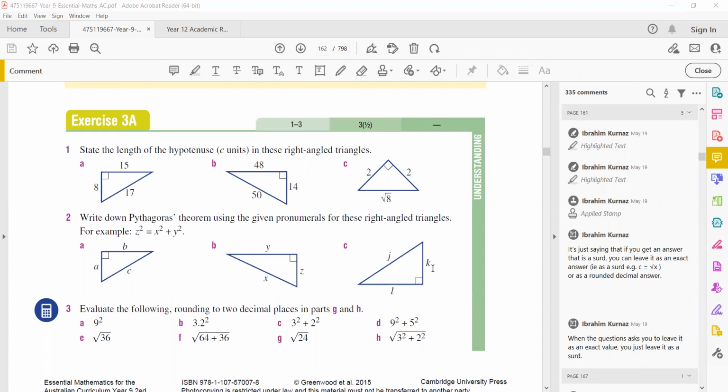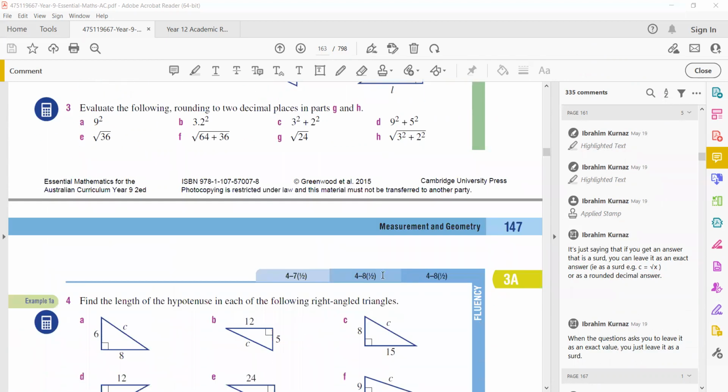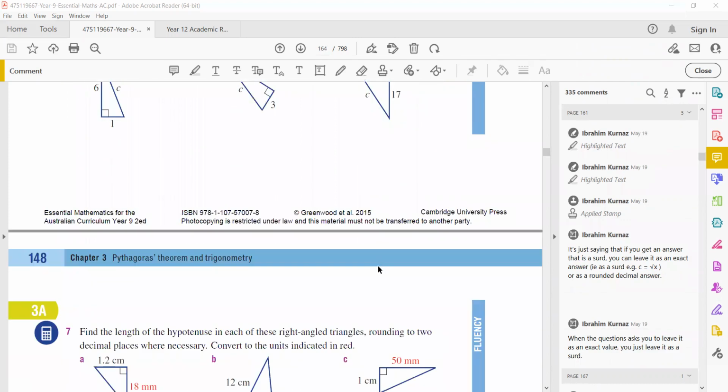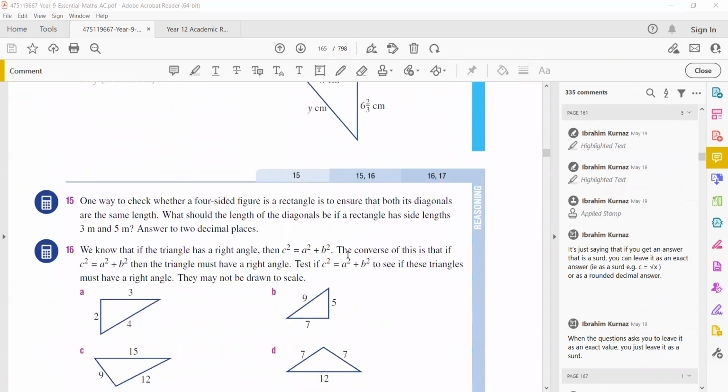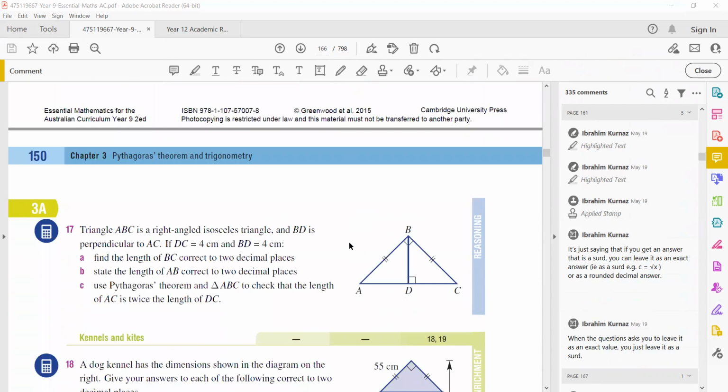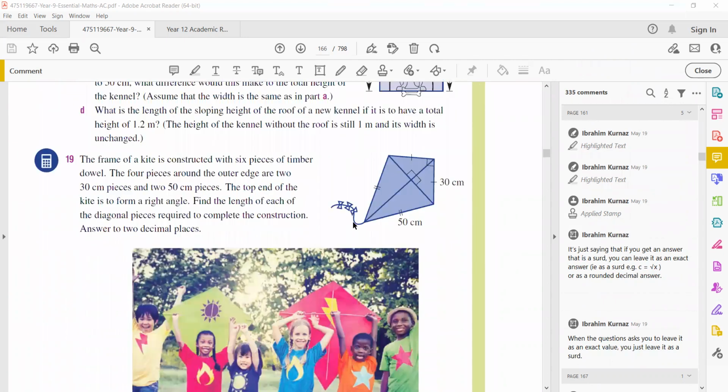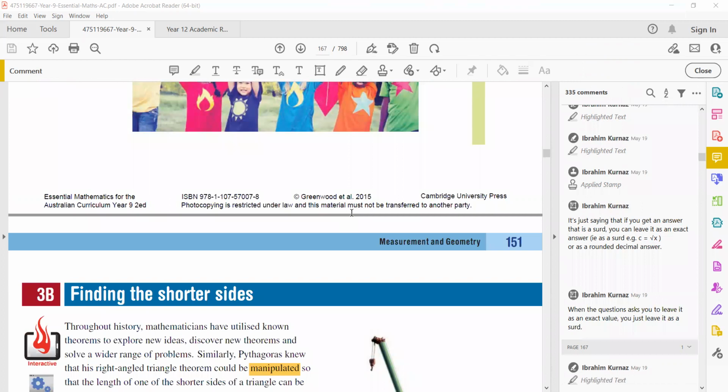Yeah. Pages 146, 47, 48, 49. Wait, is it 140 or 150? 146 to 150.